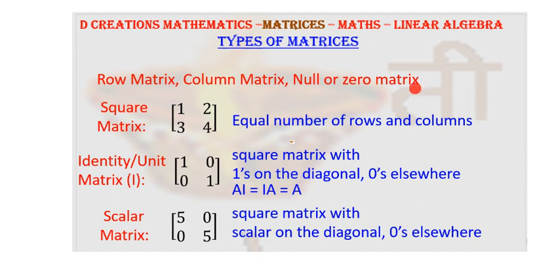Null or zero matrix is the matrix where all the entries are zero. Now, square matrix is one of the most important kinds of matrices, where, as the name indicates, the number of rows and the number of columns are equal. So this is a 2 by 2 square matrix since there are two rows and two columns. Now, in a square matrix, if all the diagonal entries are 1 and all the non-diagonal entries are 0, it makes up an identity or a unit matrix.